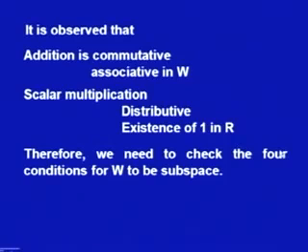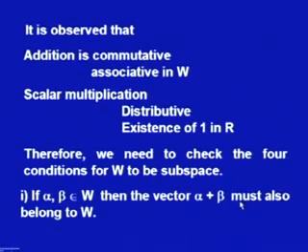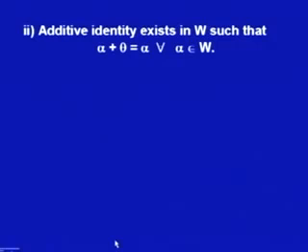So, if you have to prove that W is a subspace of a given vector space V, then we need to check the following 4 conditions. The first condition is that if alpha, beta belong to W, then the vector alpha plus beta must also belong to W. The idea is alpha, beta belong to W, but the sum alpha plus beta may be in V but may not be in W. So, one has to check that for each pair alpha and beta in W, its sum also belongs to W, that is, addition is closed in W. The closure property is satisfied.